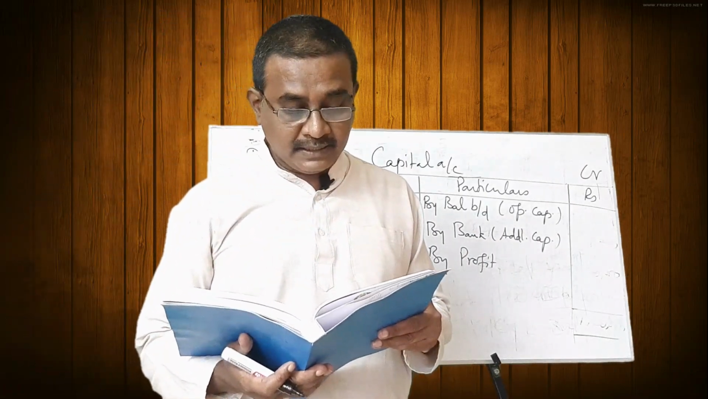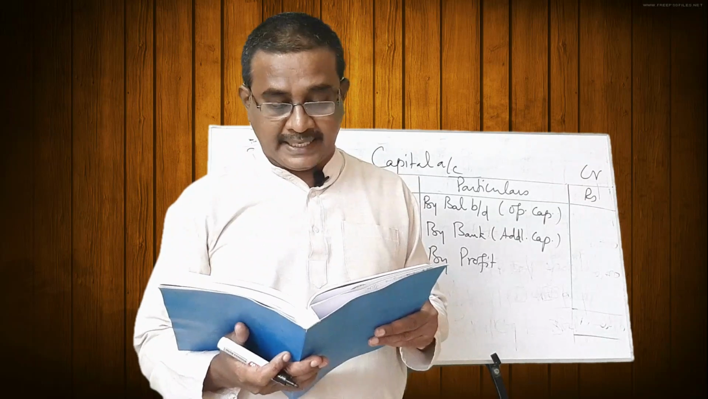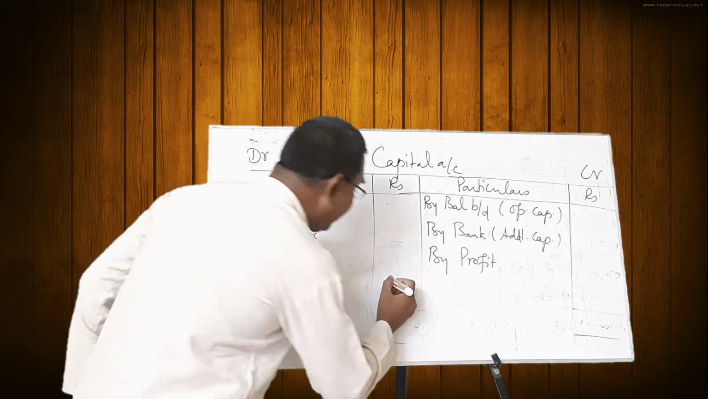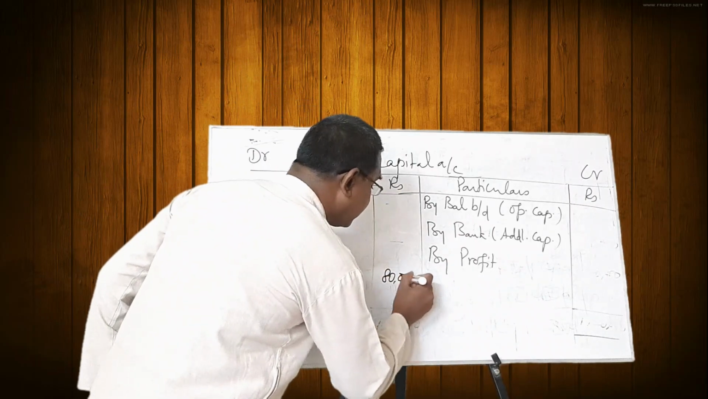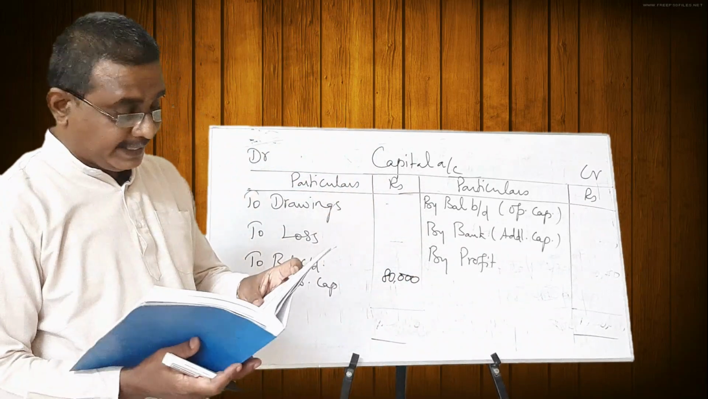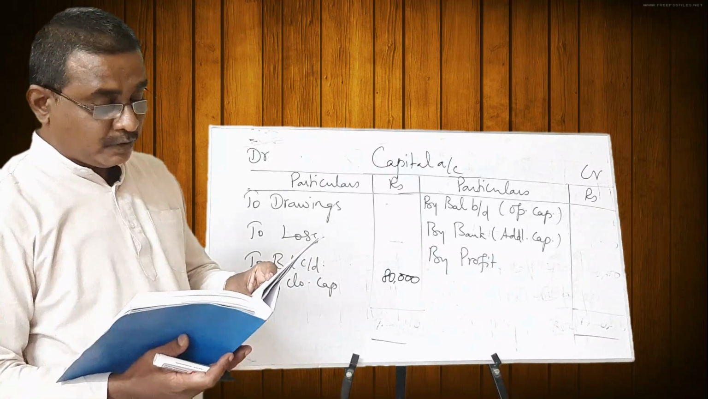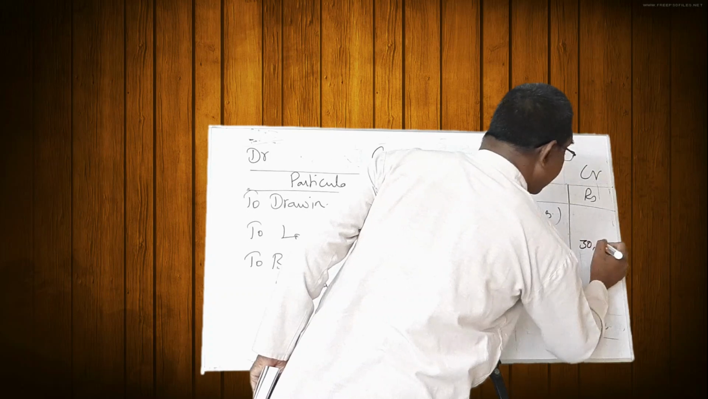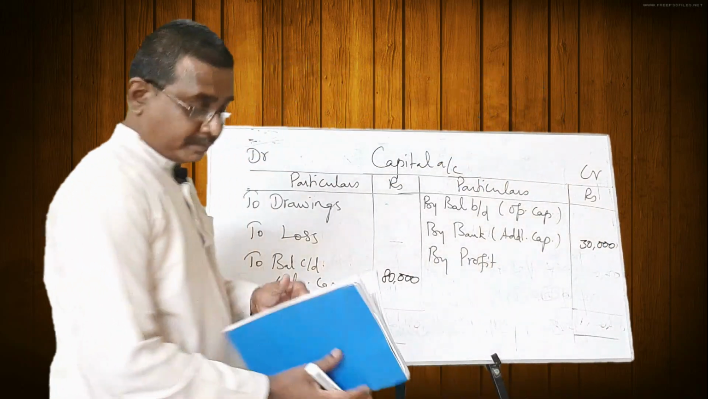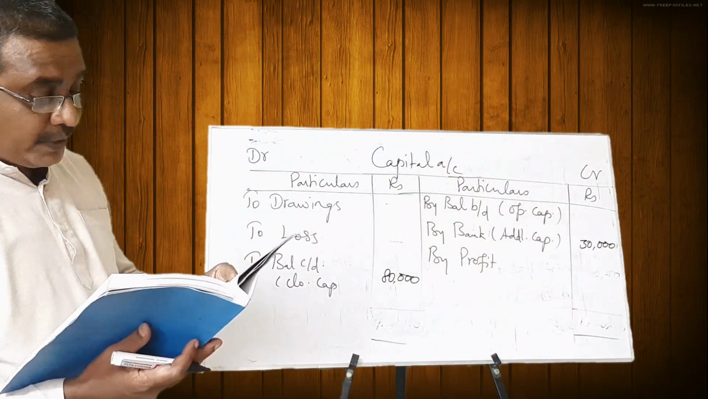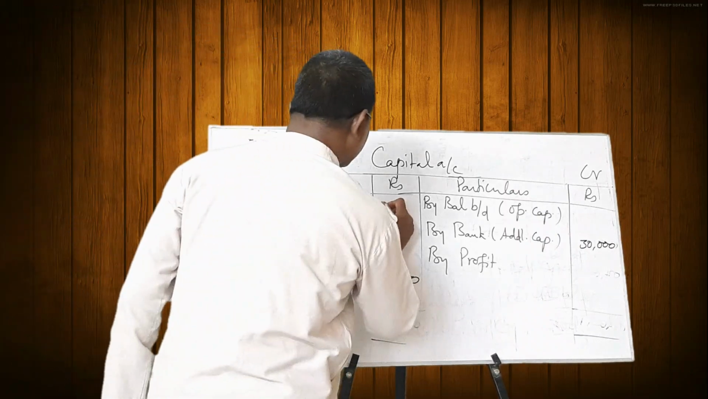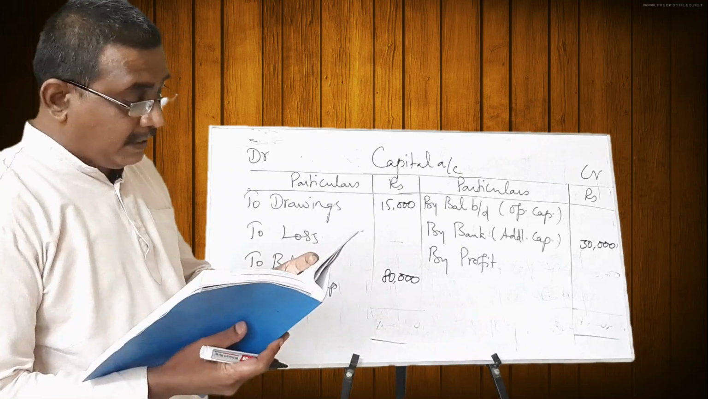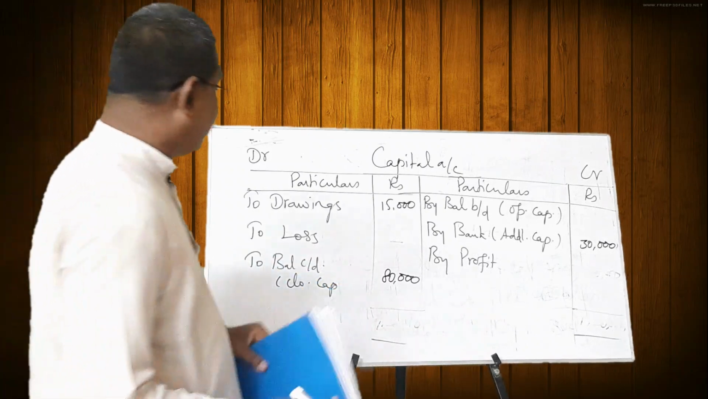Closing capital as on 31st March 2018. What is given? 80,000. This is closing capital, and I write 80,000. And then the next one, additional capital introduced during the year, 30,000. This is additional capital, put 30,000 here. And then drawings during the year, 15,000. And loss for the year ending, 25,000.